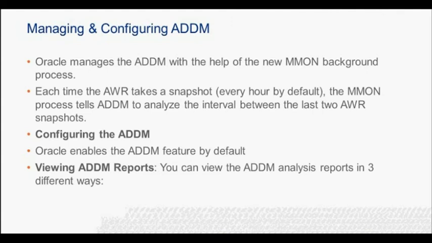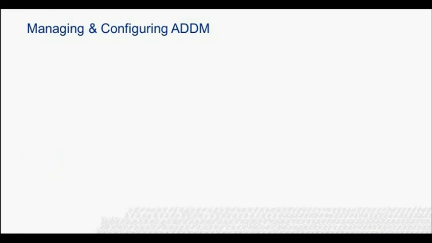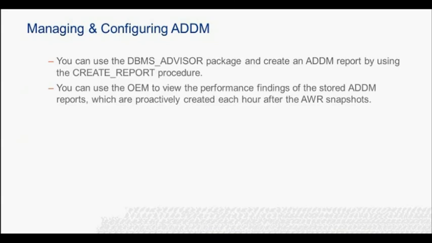The addm-rpt.sql script can be used to create an ADDM report from SQL*Plus. This script is called as follows: @/user1/app/oracle/product/db_1/rdbms/admin/addm-rpt.sql, or we can locate it on the Unix prompt. Managing and configuring ADDM. The dbms_advisor package can be used to create and execute any advisor tasks, including ADDM tasks.